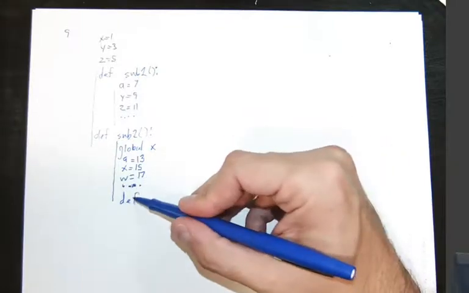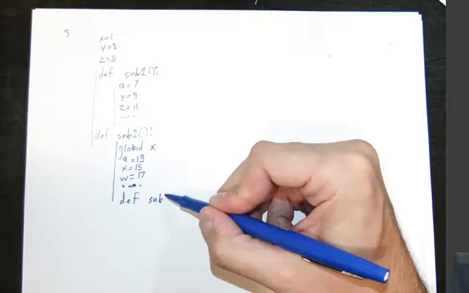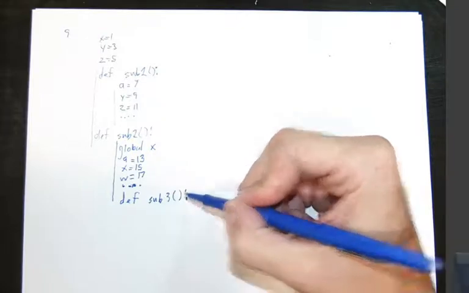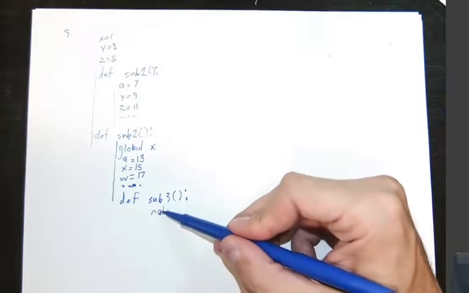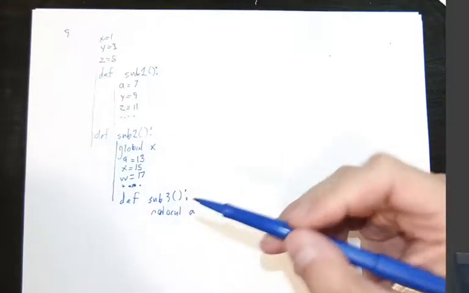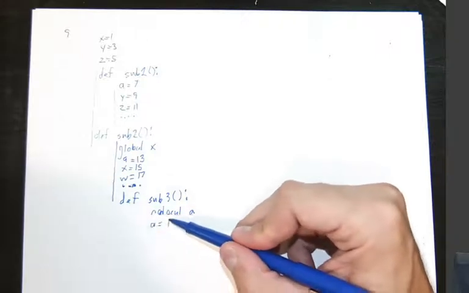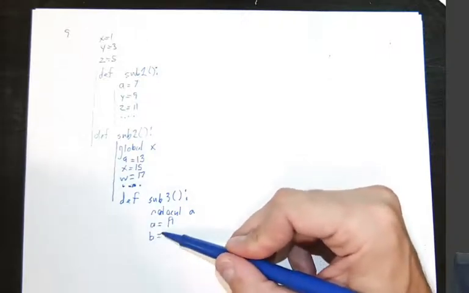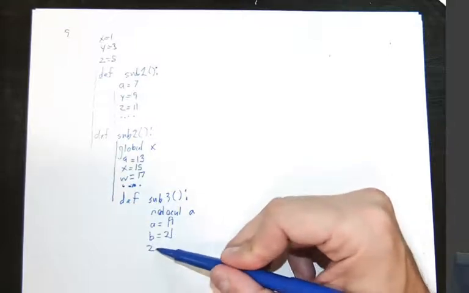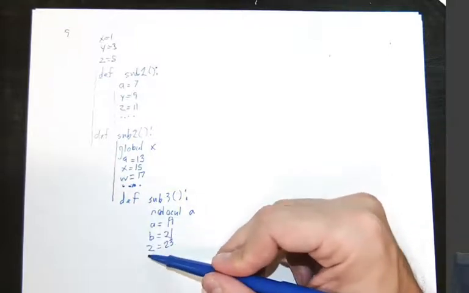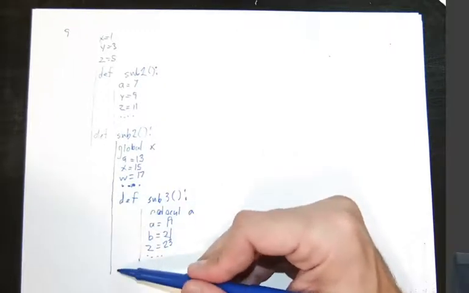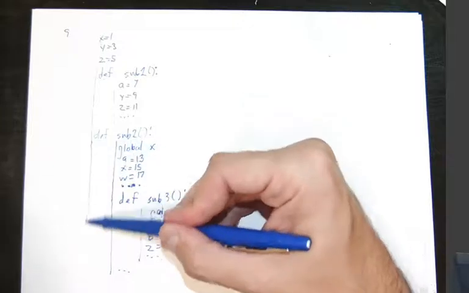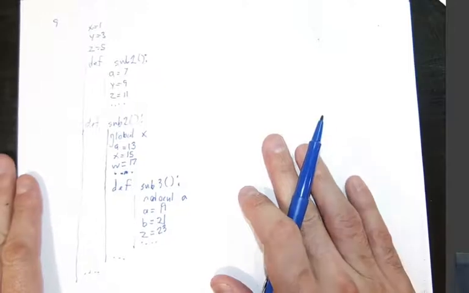We have another function, def sub3. You can do nested functions in Python. And here we say nonlocal a, and we say a equals 19, b equals 21, z equals 23, some other stuff here, maybe some other stuff here after it in sub2, and maybe some other stuff over there, we don't care, right? So this is the whole Python program, right?